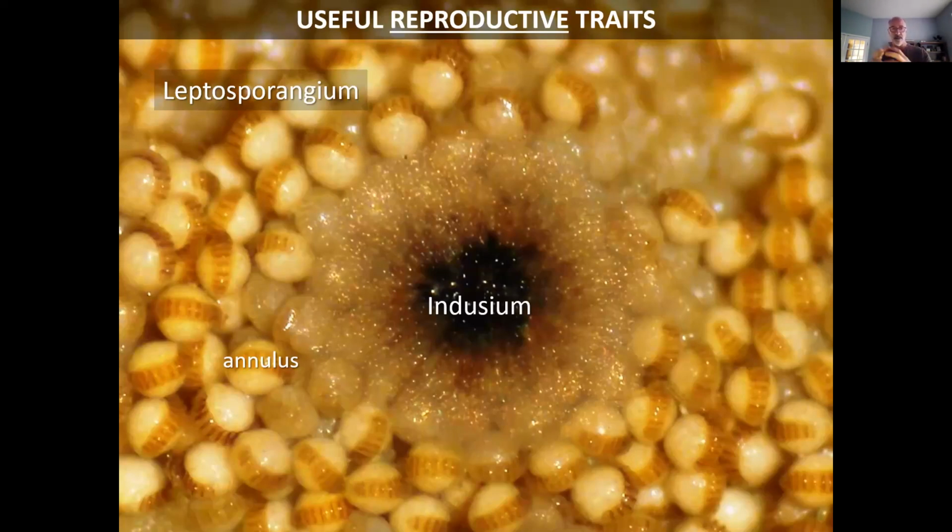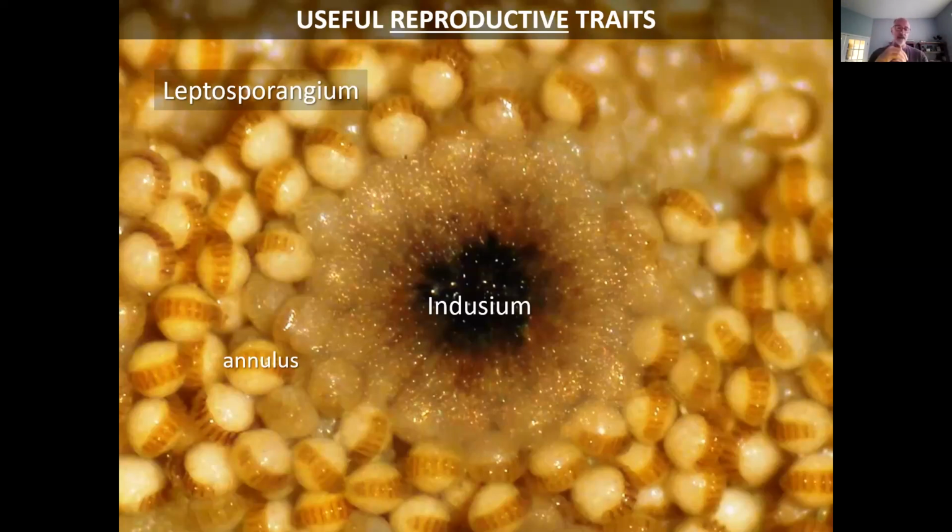which is the leptosporangium. And the leptosporangium dehisces, releases its spores by the action of this ring, this mohawk structure called the annulus. The shape and orientation of the annulus is diagnostic for various species, but fortunately, for all Michigan species, you really don't need to pay attention to it.